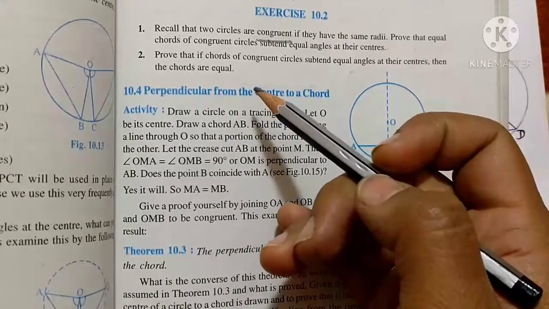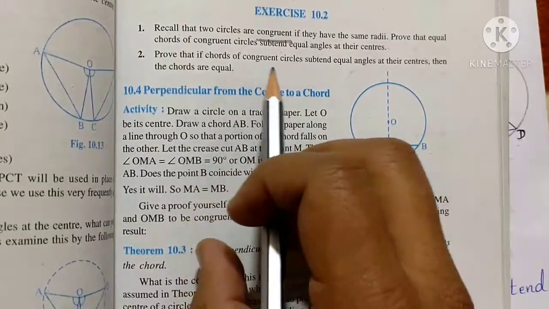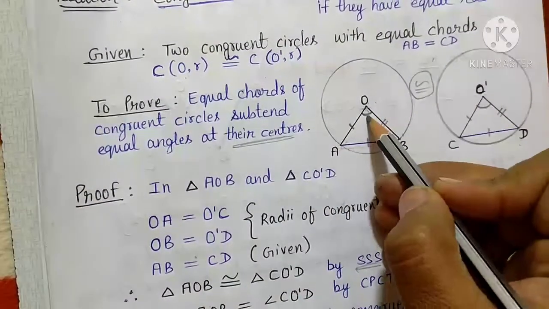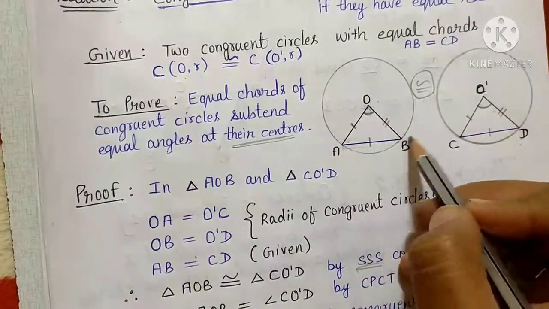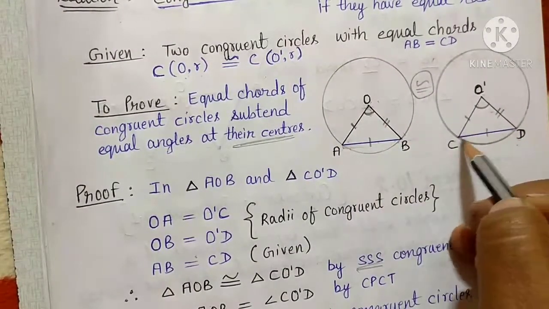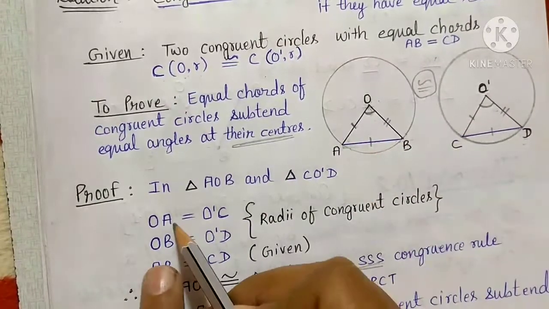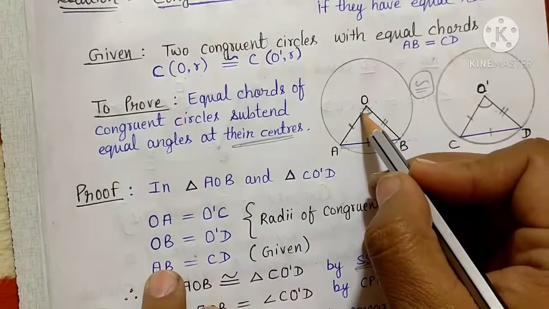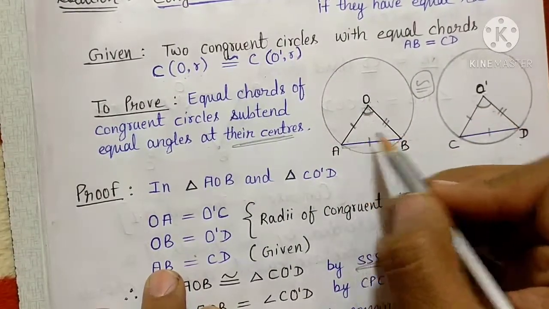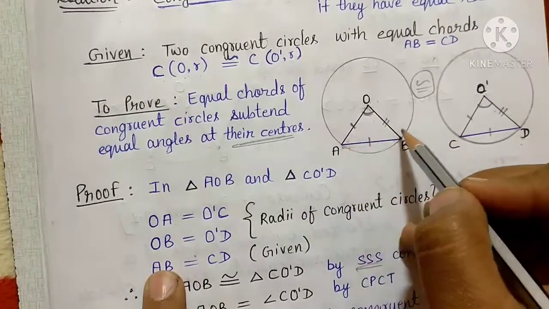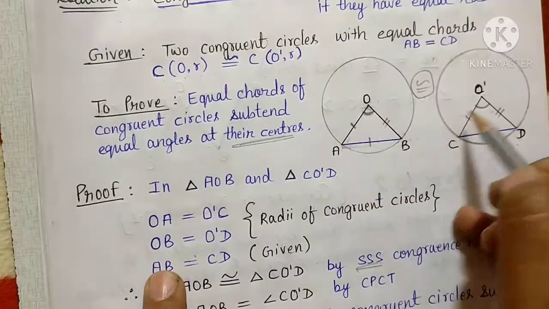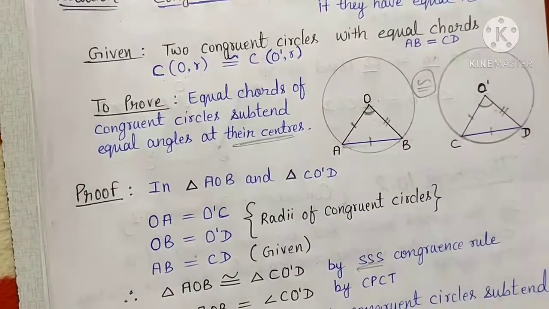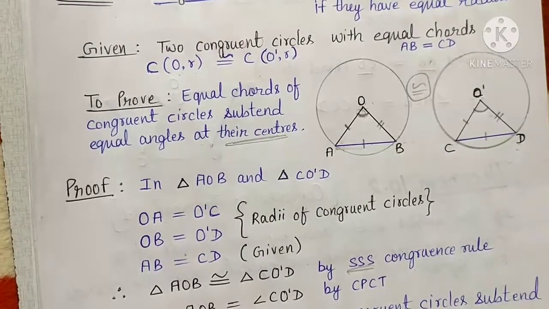So easily we can say, now this time what is given? Chords of congruent circles subtend equal angles at the center. It means this time they are saying that the angles are equal, and you have to prove that these chords are equal. This is the converse. So we can say again OA equals O'C, OB equals O'D, and angle AOB equals angle CO'D. Then by side, angle, side, that is SAS, these two triangles are congruent. Therefore AB is equal to CD. In this way we can prove the second question, so you can try the second question by yourself.